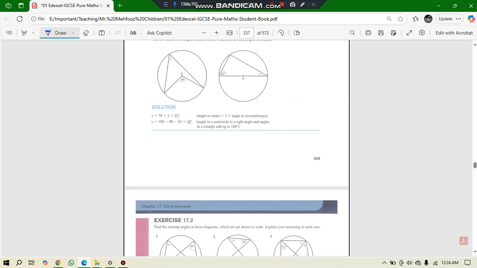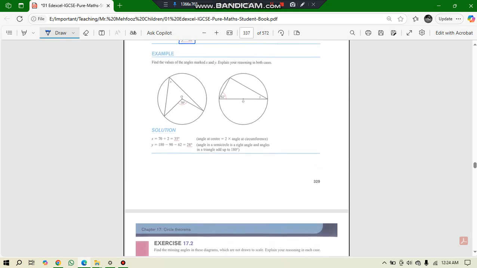Next is the next example, that is so simple. Find the values of the angles marked as x and y. So what is x? x is exactly the half. Why? Because if we just draw a line, you can see that this is the angle at the center and this is the angle at the circumference, so that is half, so it is 35.